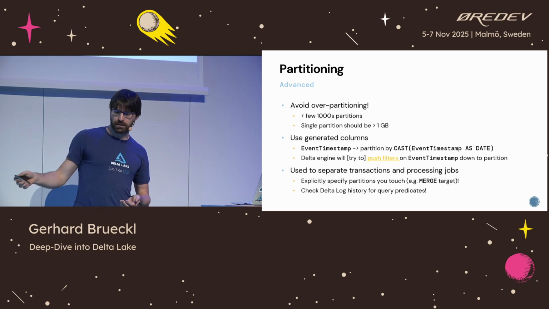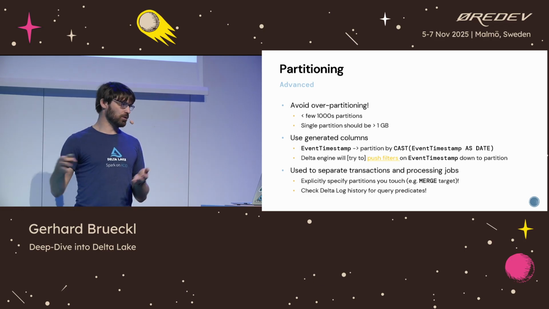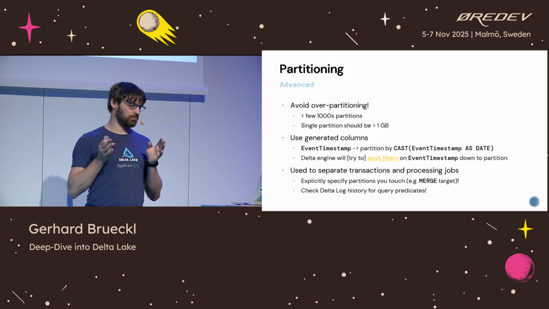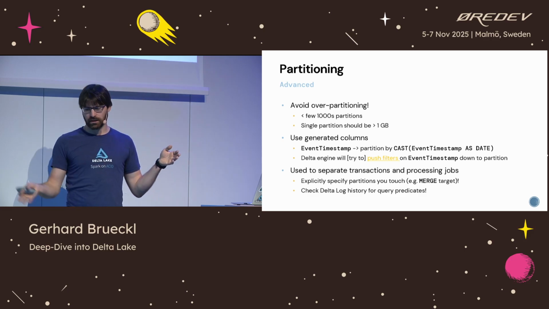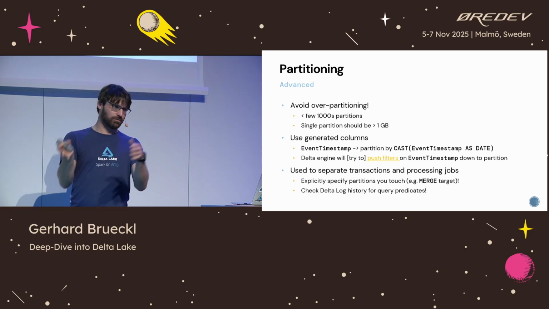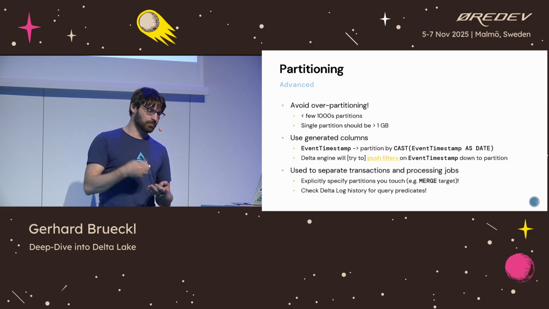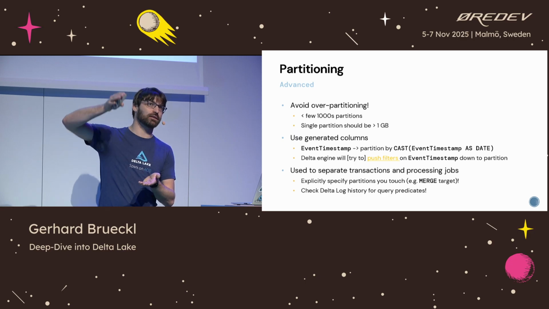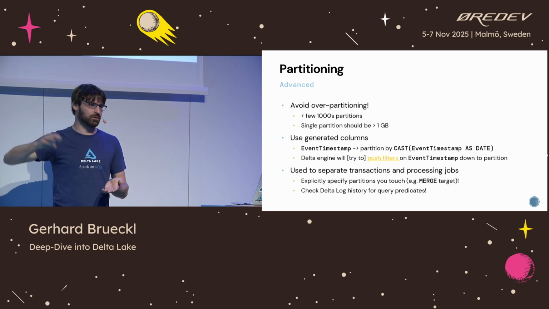There are some features built in, so-called generated columns. So if you have a timestamp column in your data frame and you want to partition that table by the date only, you can use generated columns that basically extract the date from the timestamp column. Then you can partition that table by the date, and if you do a query on a particular date, it makes sure that in the background it does all the partition pruning for you automatically.